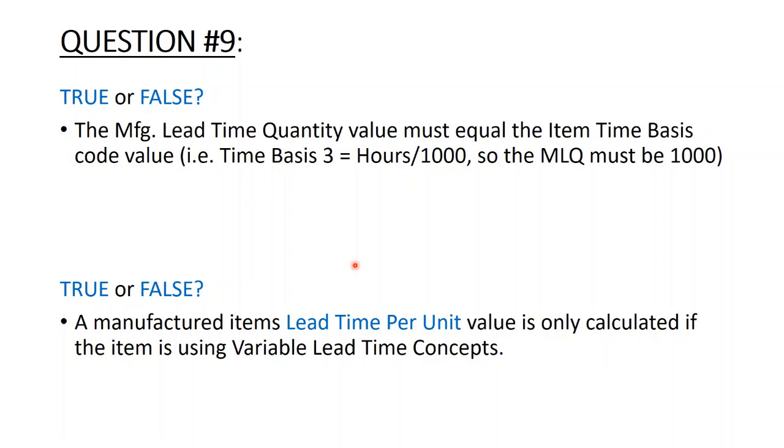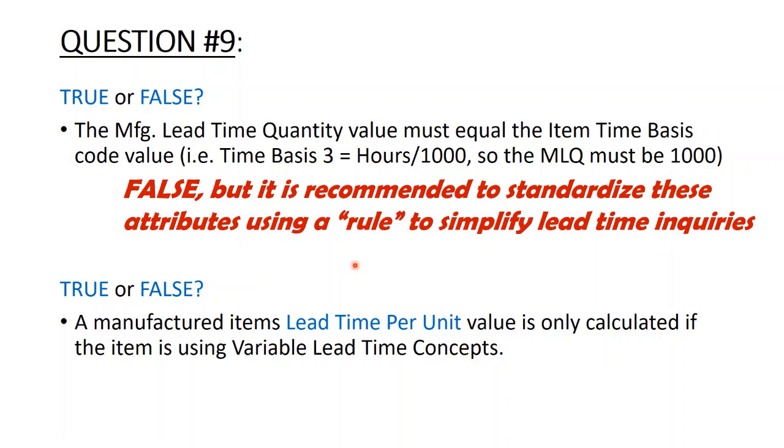True or false? The manufacturing lead time quantity value must equal the item's time basis code value. Example, time basis code 3, which equals hours per thousand. So the MLQ, manufacturing lead time quantity, must be 1,000. Is that true or false? False. But it is recommended to standardize these attributes using a rule to simplify the lead time inquiries.